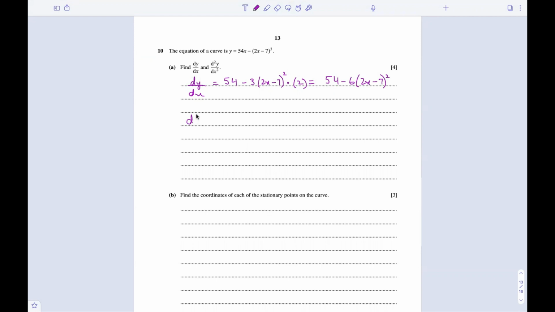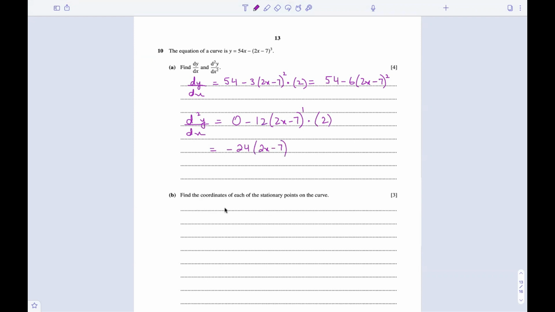For the double derivative, the 54 will become a 0, 2 will multiply by minus 6, which will become minus 12 into (2x minus 7) to the power 1, and the derivative of 2x minus 7 will be 2. So this will become minus 24 into (2x minus 7).